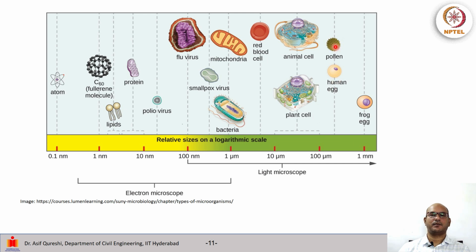Then human egg and pollen are around several hundred micrometers. Then we have the plant cell and the animal cell, and they are somewhere between 10 micrometers and 100 micrometers. The scale is a log scale, so I think these are around 50 micrometers, or 30 to 50 micrometer sizes. Then we have the red blood cell, which is around 7 to 8 micrometer size.